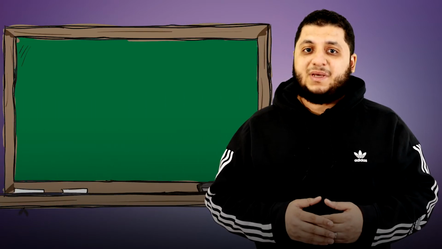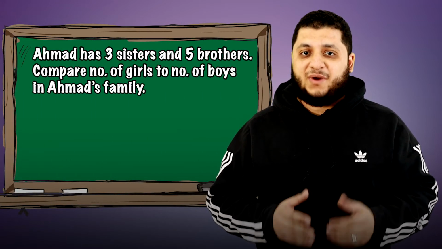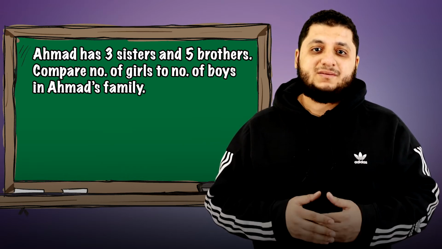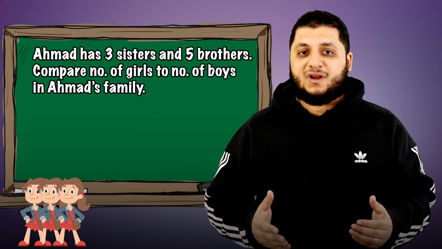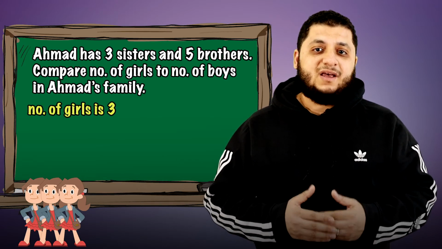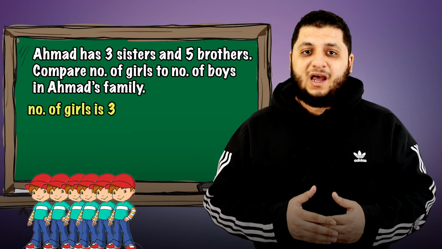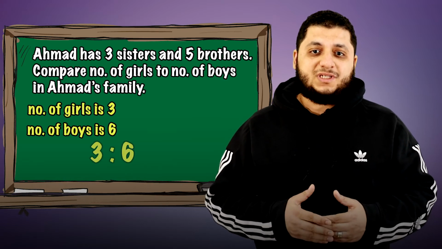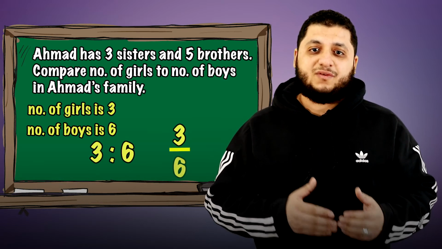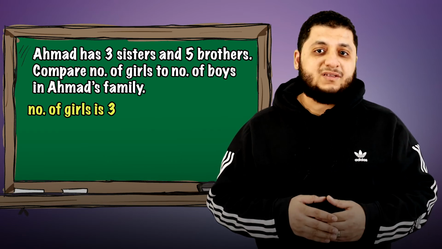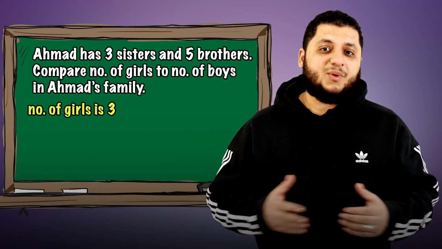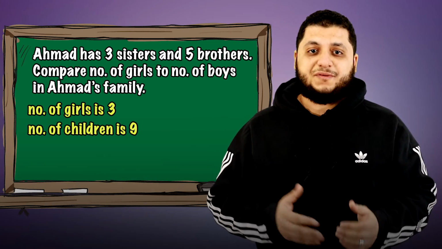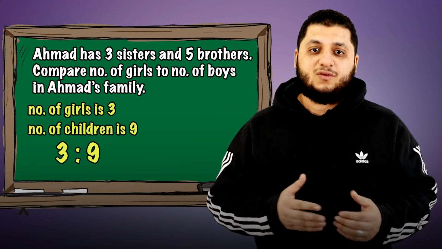For example, Ahmed has 3 sisters and 5 brothers. So compare the number of girls to the number of boys in Ahmed's family. Ahmed has 3 sisters, so the number of girls is 3. And Ahmed has 5 brothers and Ahmed, so we have 6 boys. Now we can compare the number of girls to the number of boys, which is 3 to 6 or 3 over 6. Compare the number of girls to the total number of children. The total number of children is 3 plus 6 equals 9. So the number of girls to the total number of children is 3 to 9 or 3 over 9.